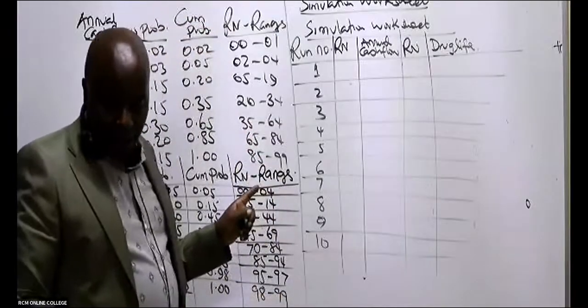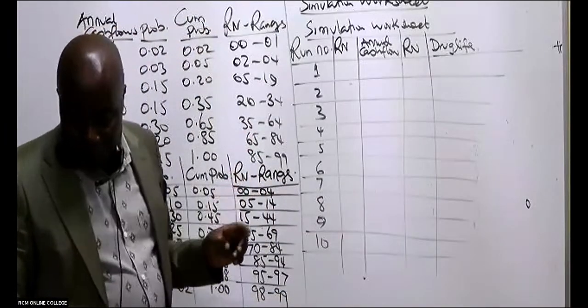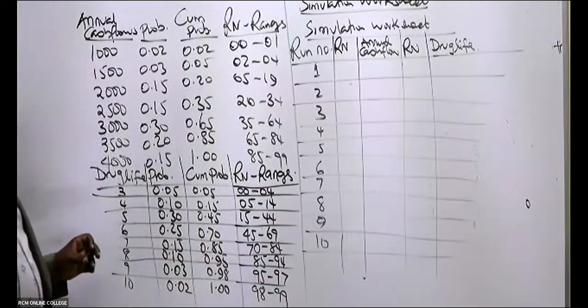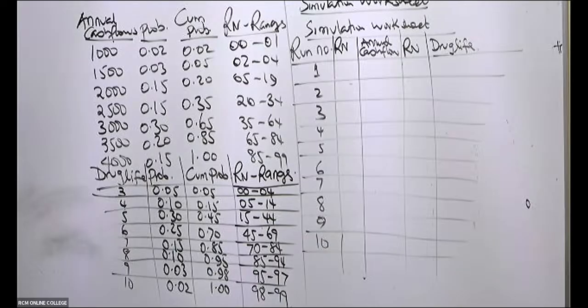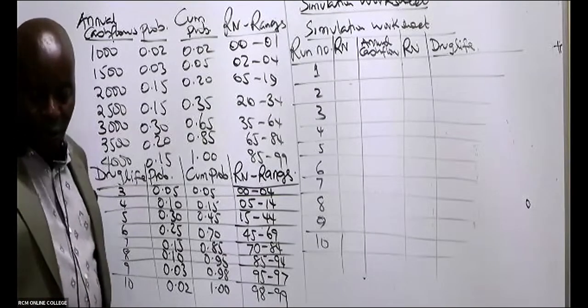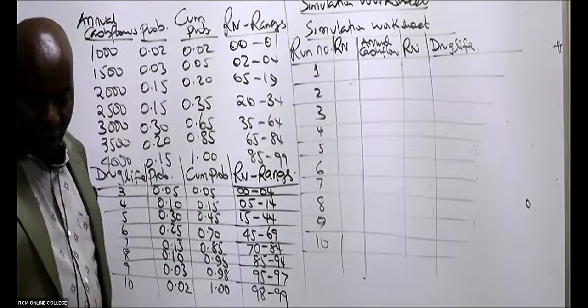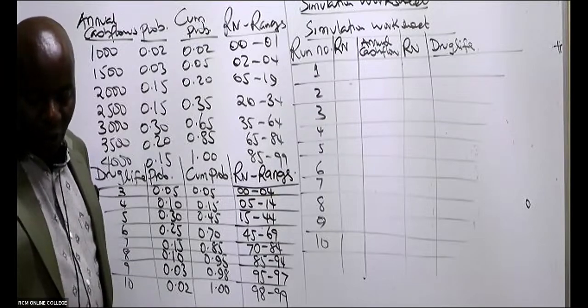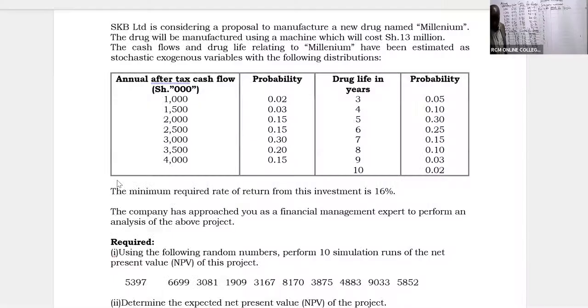Remember, this Rn stands for random number, and random numbers will be given to you by the examiner. If you look at the question that we are doing here, you can see that they have given me random numbers. In the required, they've told me, using the following random numbers. So the random numbers have been given.